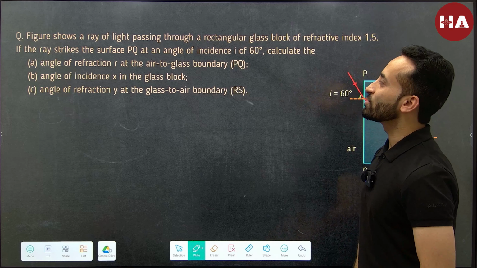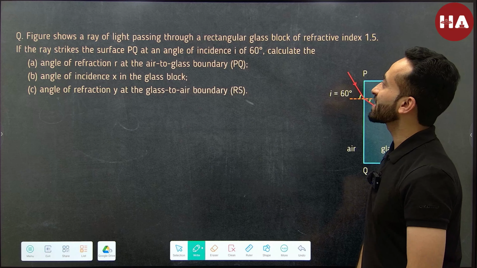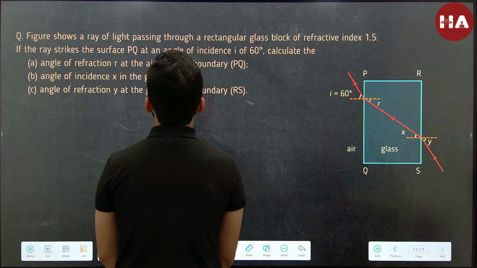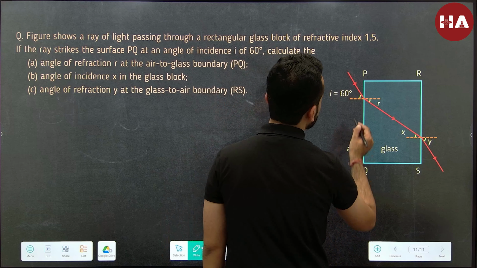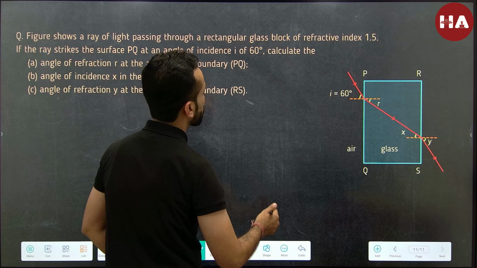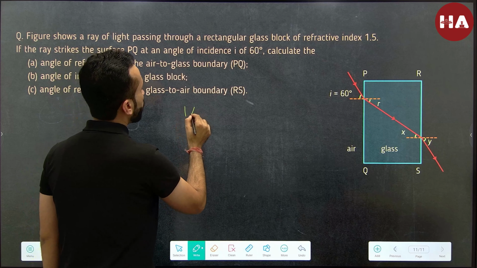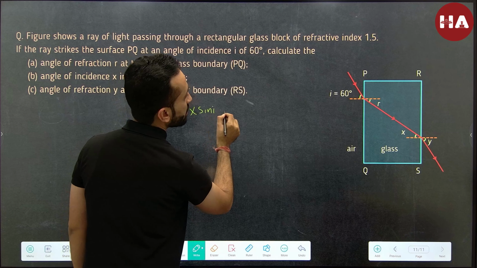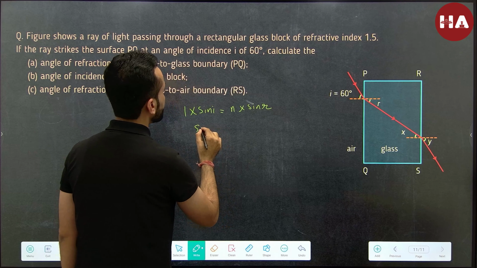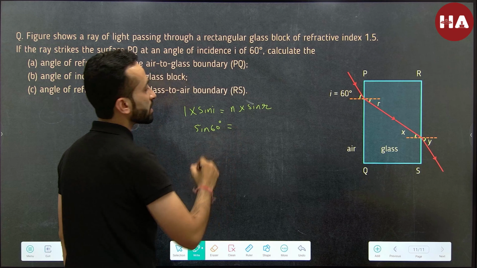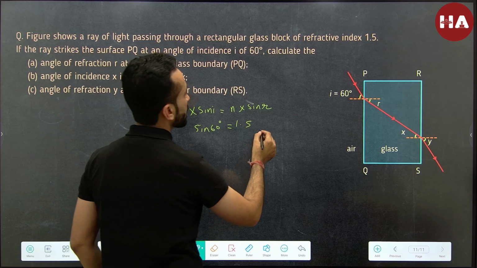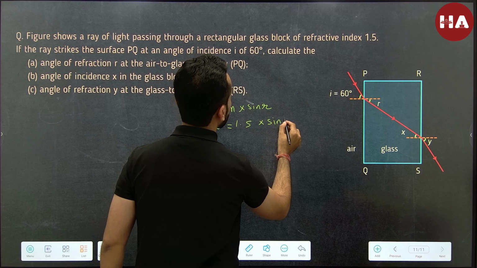So the figure shows a ray of light passing through a rectangular glass block of refractive index 1.5. If the ray strikes the surface PQ at an angle of incidence 60, as you may see, calculate the angle of refraction at the boundary PQ. Right, students? So we will write 1 into sine i equals n into sine r. Now what is i, students? It's 60 degree. What is n? It is 1.5 for glass. Now what is sine r? Something that we don't know.